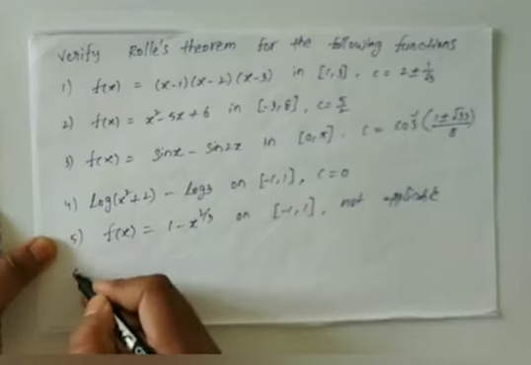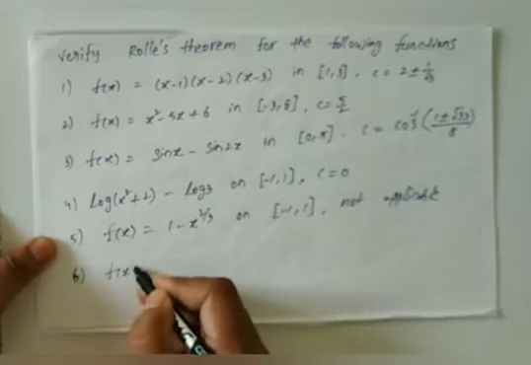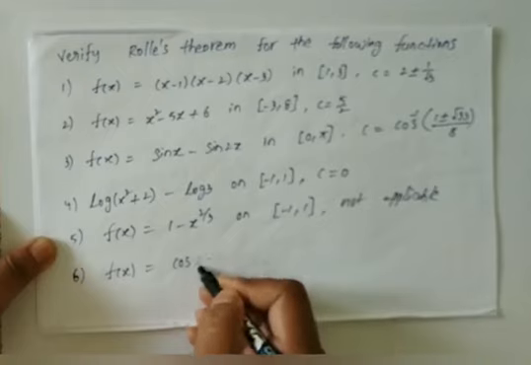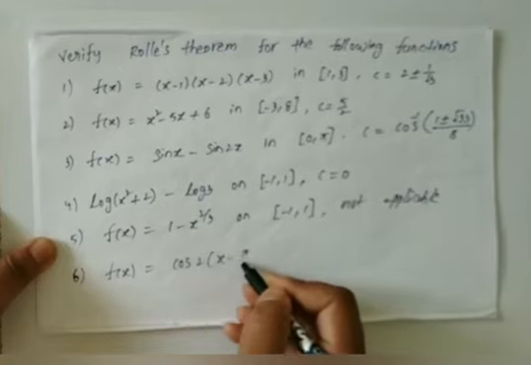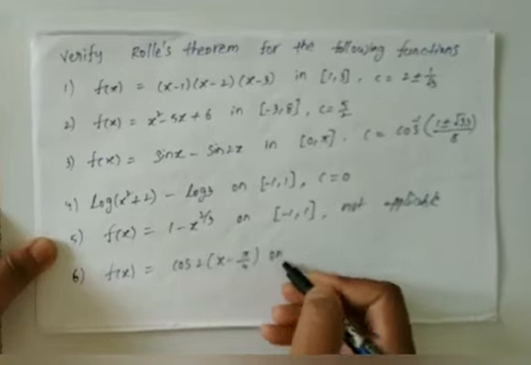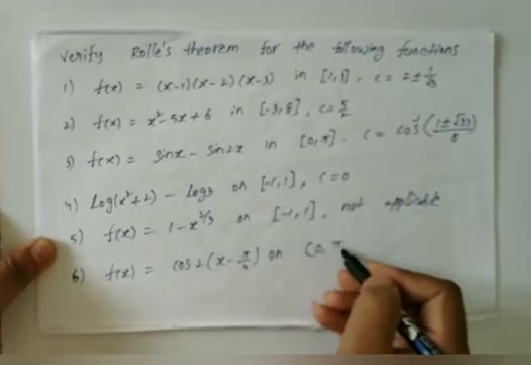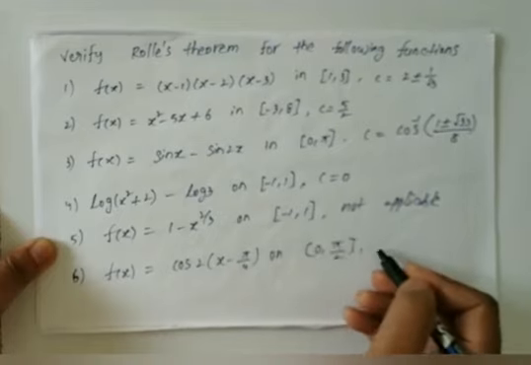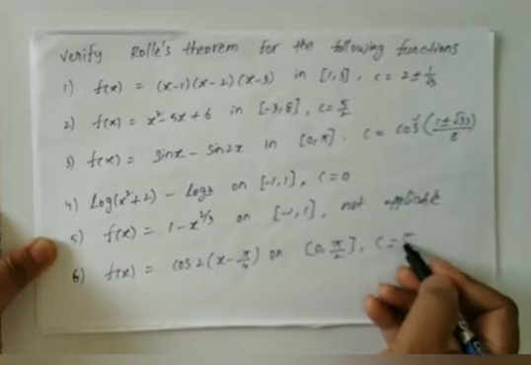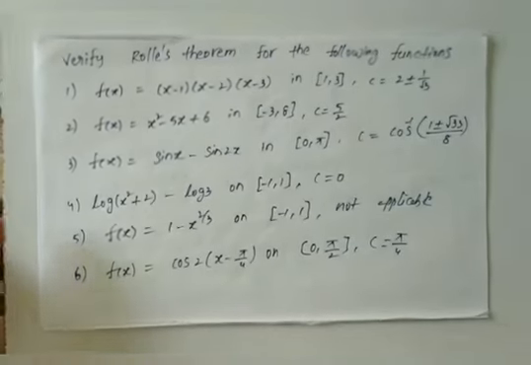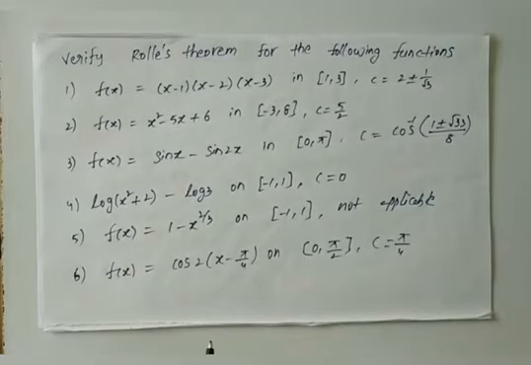Sixth one, f of x is equal to cos 2 of x minus pi by 4 on the closed interval 0 to pi by 2. What is c? c is equal to pi by 4. Do it, students. Very important and very easy.